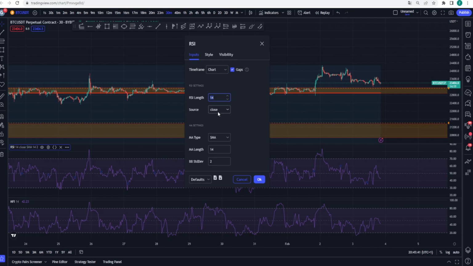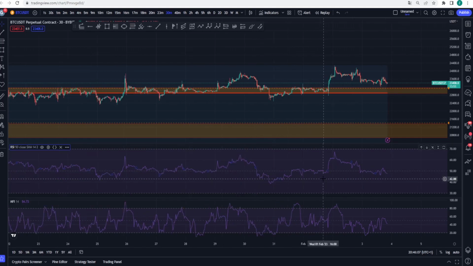And then it has the source. So how do you calculate your indicator? Okay, so based on the open, high, low, or on the close, or whatever, right? So we leave this on the close for now. This length decides how many candles you take into consideration. So we could pretty much set this higher. For example, let's set this to 50.